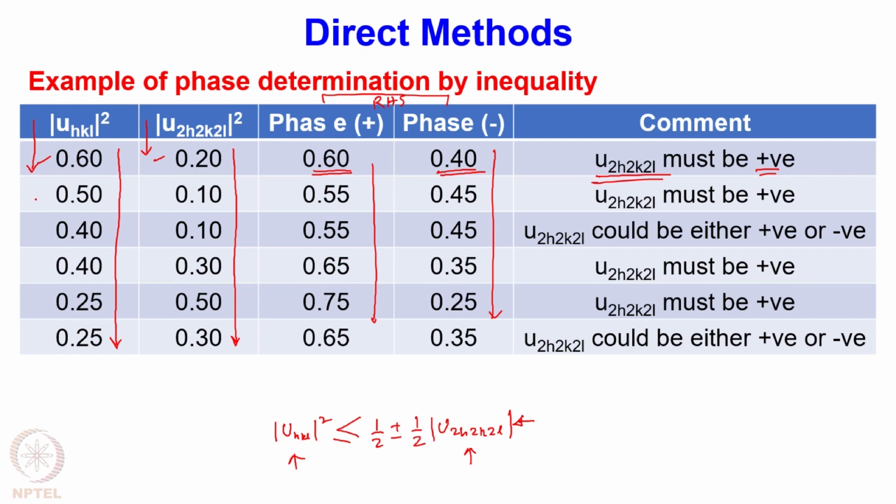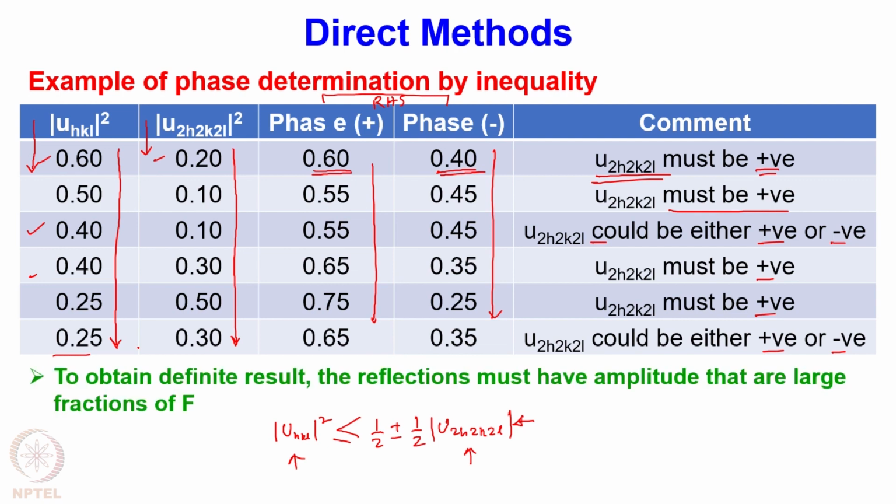If it is the second one, it also must be positive, but in case of the third one, the phase can be both positive and negative. Similarly, for the next one and the following, this should be positive, and U2H 2K 2L could again be positive or negative for a smaller value of UHKL like this. So, this indicates possibilities of phases of different reflections related to one given reflection UHKL.